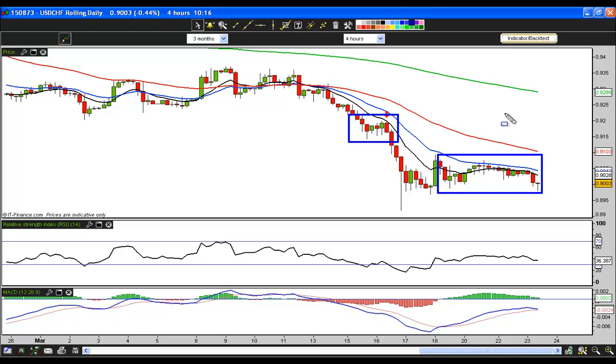I'm sitting on my hands and waiting for good setups like this one last week. That was a fantastic setup. Okay, they don't come along every day, but when they do, you've got to take them. Okay, you've got to take them.